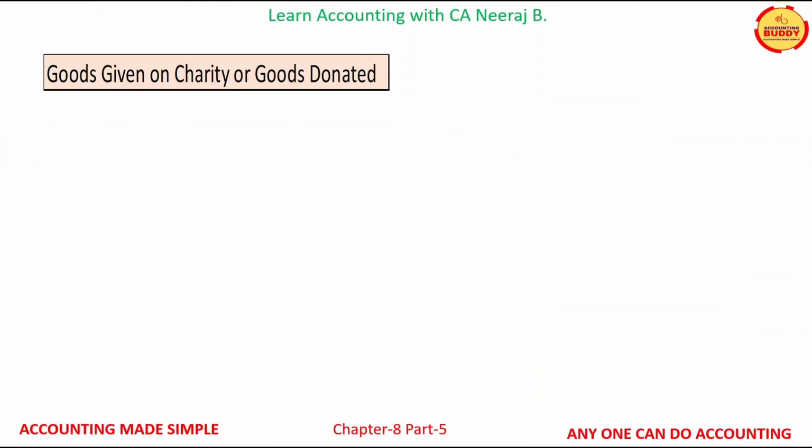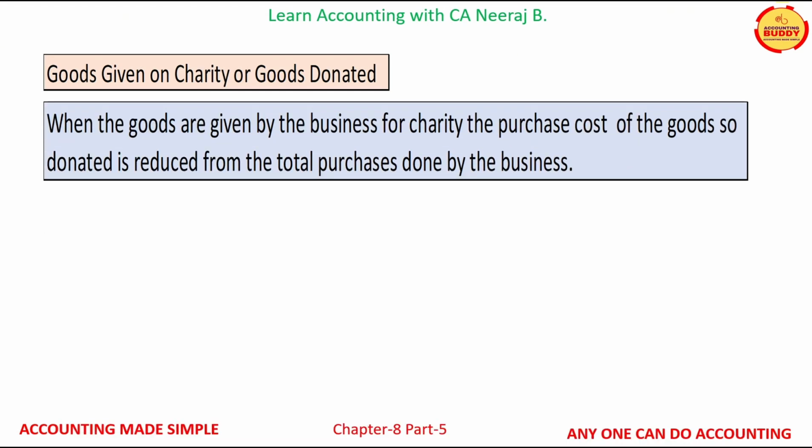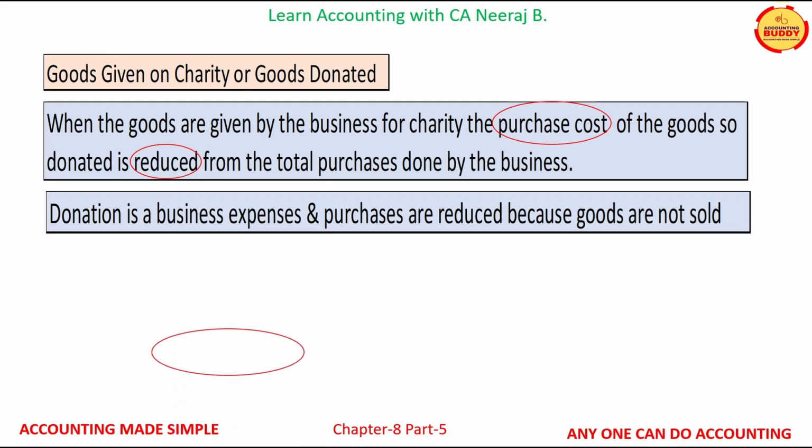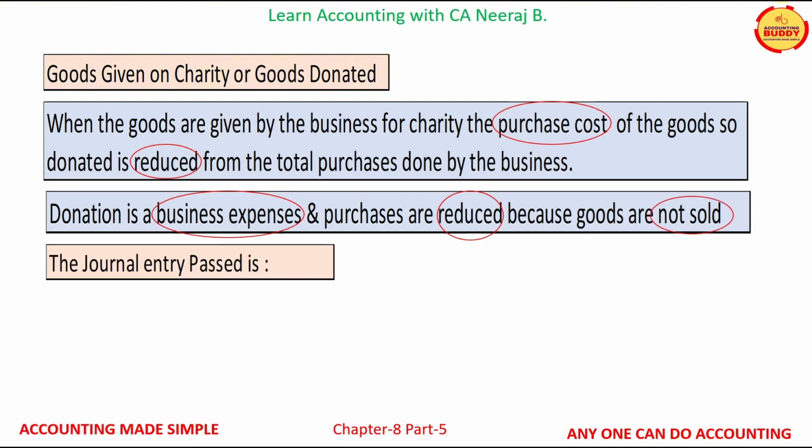Let us now learn the business scenario and journal entry when the goods are given on charity or when goods are donated. When the goods are given by the business for charity, the purchase cost of the goods so donated is reduced from the total purchases done by the business. Donation is a business expense and purchases are reduced because the goods are not sold. Below journal entry is passed when the goods are given on donation.